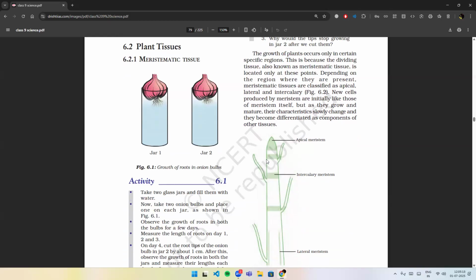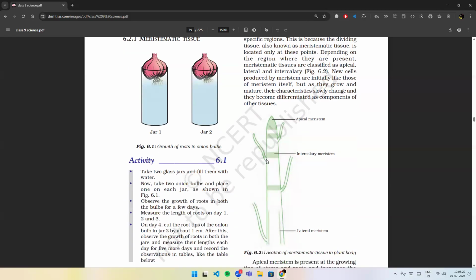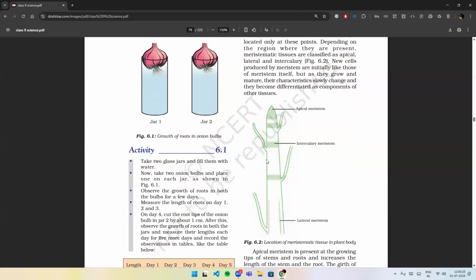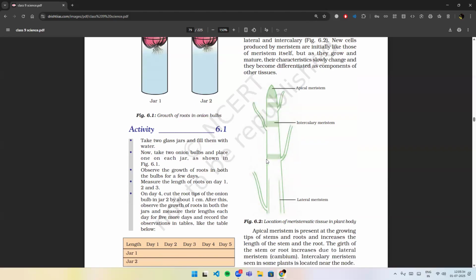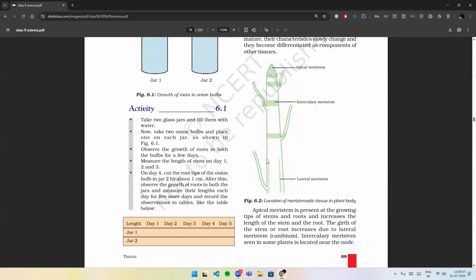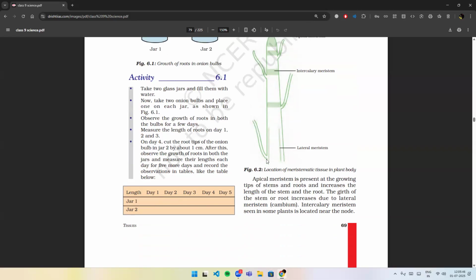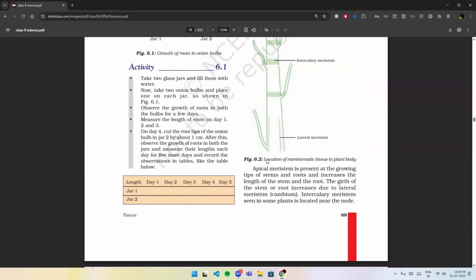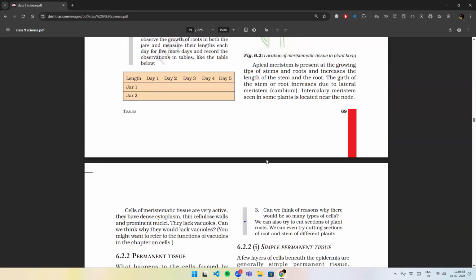Depending on the region where they are present, meristematic tissues are classified as apical, lateral, and intercalary. New cells produced by meristem are initially like those of meristem itself, but as they grow and mature, their characteristics slowly change and they become differentiated as components of other tissues. Apical meristem is present at the growing tips of stems and roots and increases the length of the stem and the root. The girth of the stem and root increases due to lateral meristem or cambium. Intercalary meristem, seen in some plants, is located near the node.